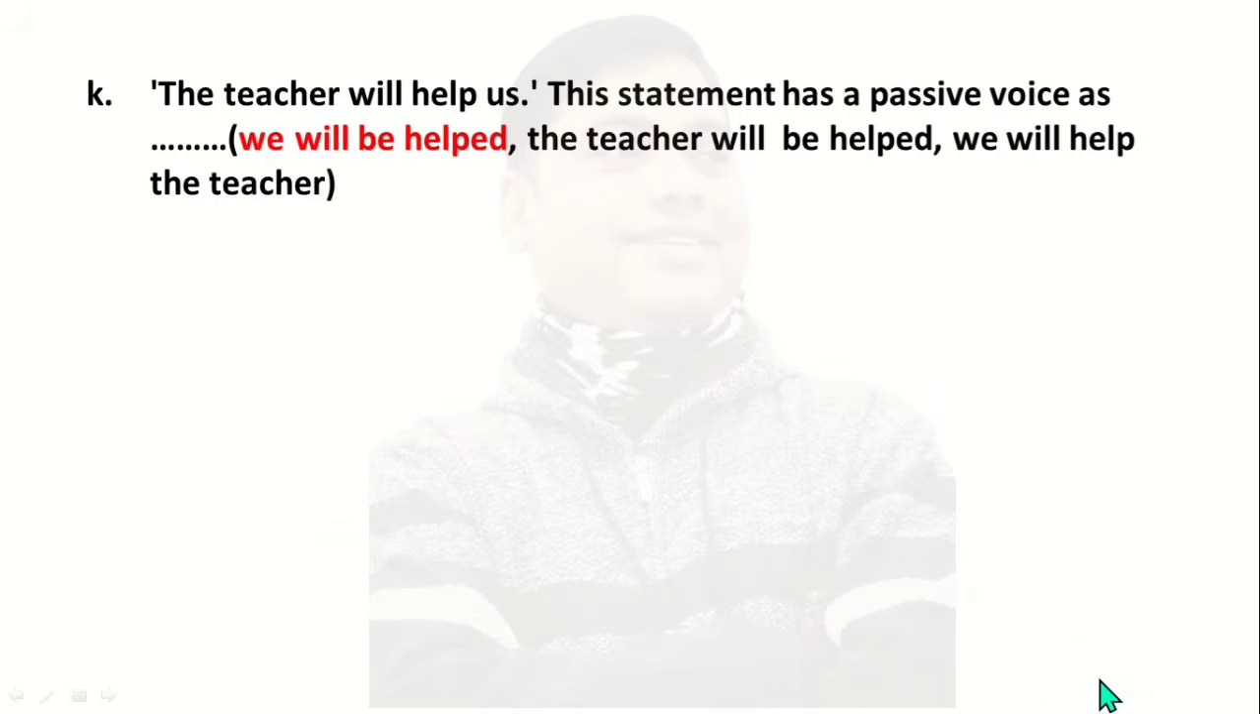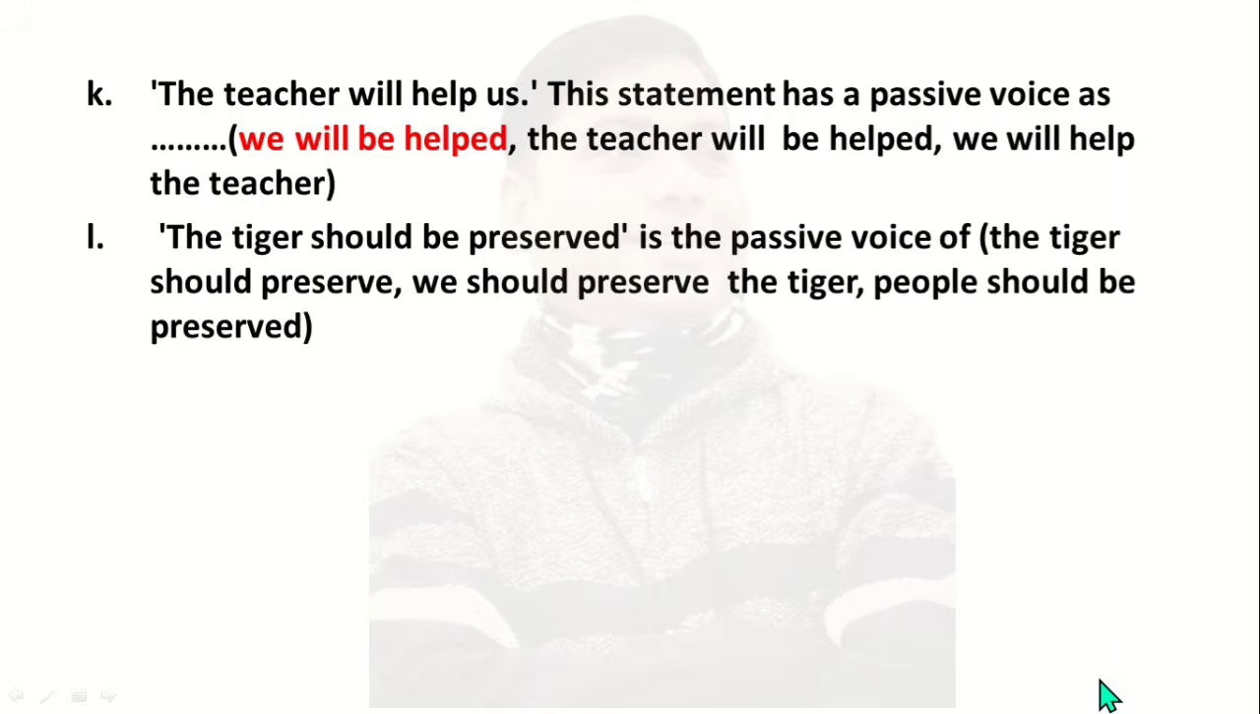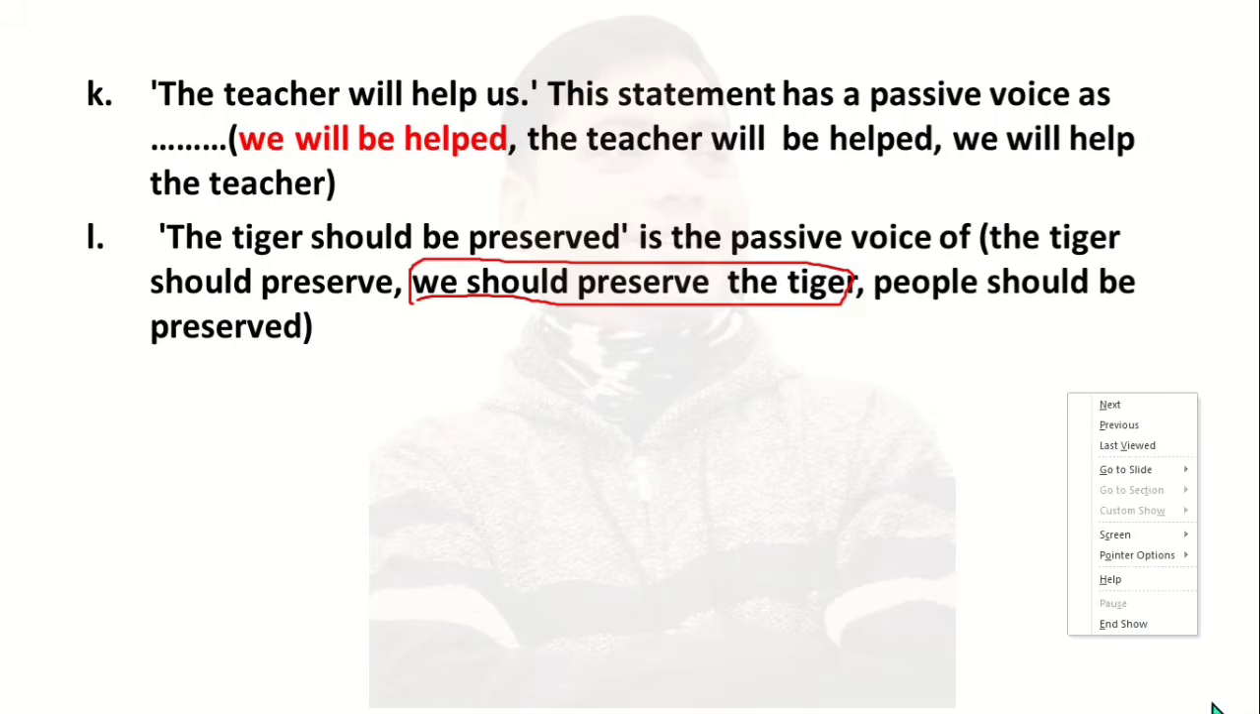The teacher will help us. This statement has a passive voice. We will be helped. The tiger should be preserved. We should preserve the tiger. This is the right option. Let's mark here. We should preserve the tiger is the correct answer for this. Okay, let's move to next one.